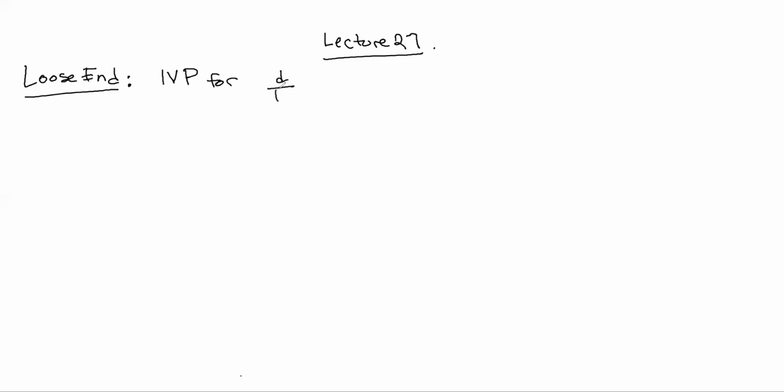Lecture 27. And there's one little loose end from the last lecture, which kind of fell through the cracks because of the internet issue. And this is that I never really explicitly discussed the initial value problem for a system of linear equations. So let's say I have a system like this: x' = Ax, sorry, A, X, B.